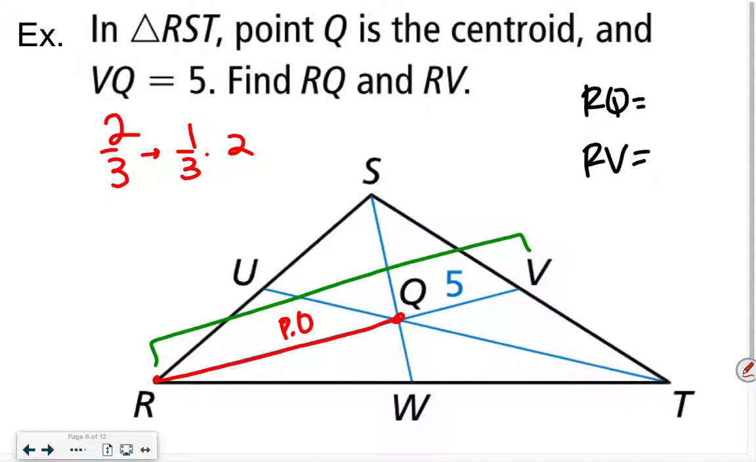All right, very good. So R to Q is 10. And then R to V, the whole thing? 15. Very good.